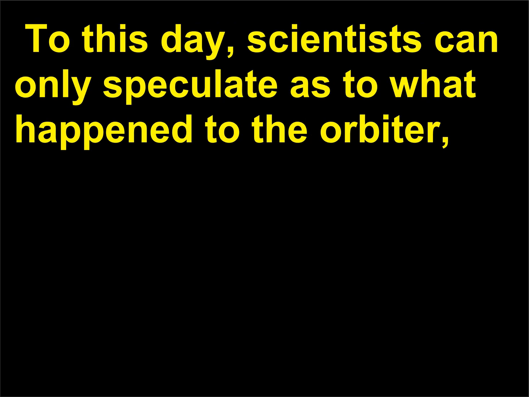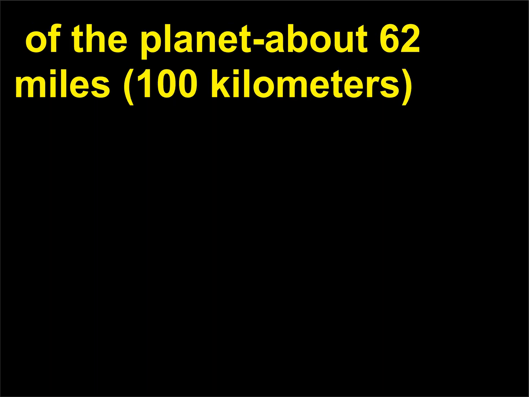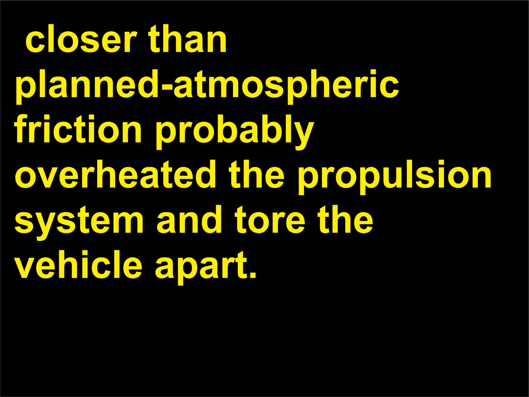To this day, scientists can only speculate as to what happened to the orbiter, a craft sent to study the climate and weather patterns of the Martian atmosphere. Some say that because the orbiter dropped down to within 36 miles, 60 kilometers, of the planet, about 62 miles, 100 kilometers, closer than planned, atmospheric friction probably overheated the propulsion system and tore the vehicle apart.